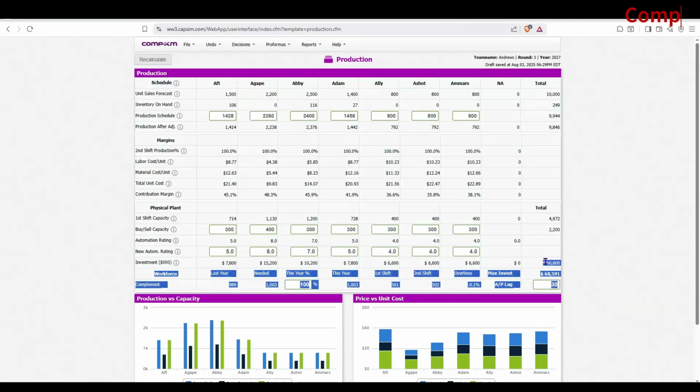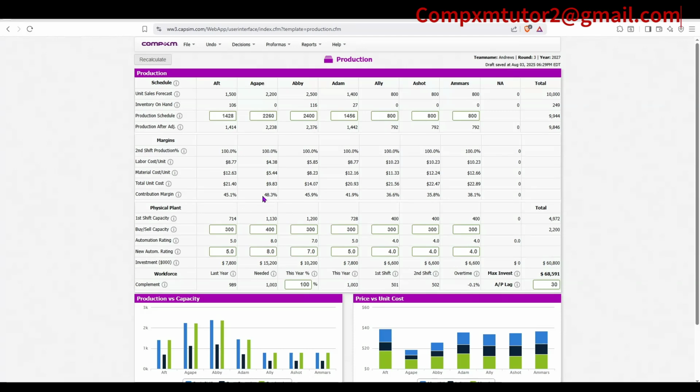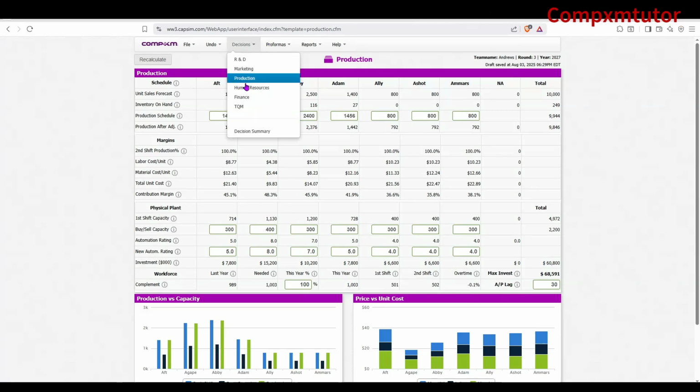This means that capacity at the moment is kind of expensive, so we need to buy more capacity so that we can be able to produce more products.